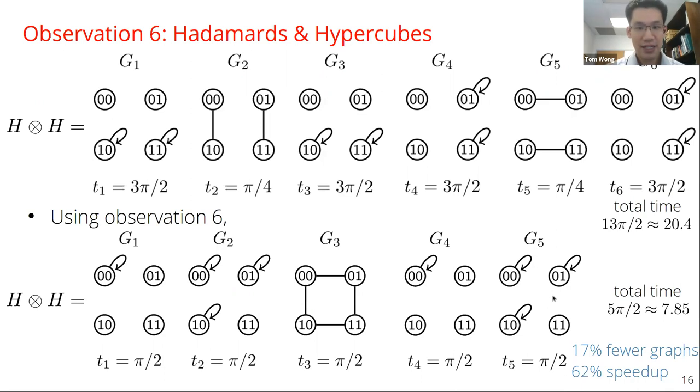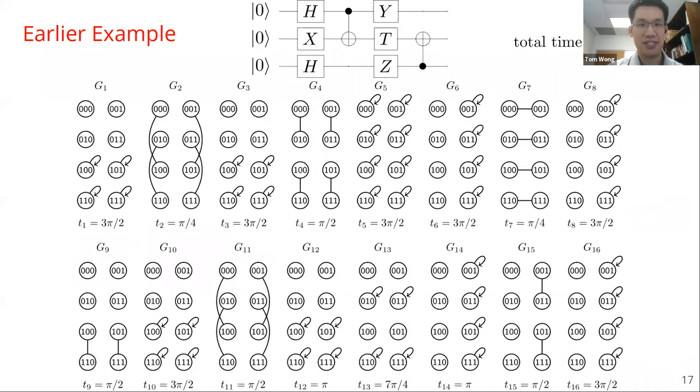All right, so let's apply all of these observations to our motivating example, which was this. Towards the beginning of the talk, we looked at this circuit here on 3 qubits. And if you just apply the previous results, you get this graph of 16 vertices. And this has time, again, 67 pi/4, which is 52.6.